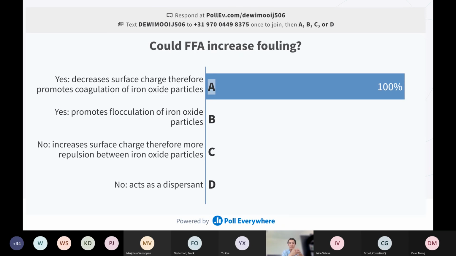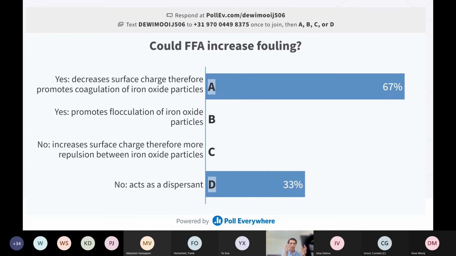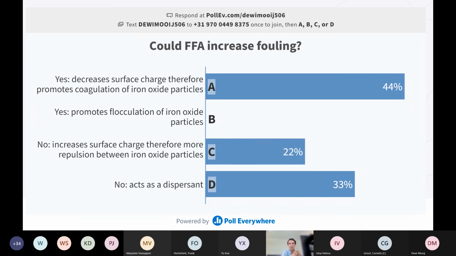Yes, because it decreases the surface charge of the particle, therefore promotes coagulation. Yes, promotes flocculation of the iron oxide particles by being a big molecule. No, increases the surface charge, therefore more repulsion between iron oxide particles, hence no coagulation. Or no, acts as a dispersant.